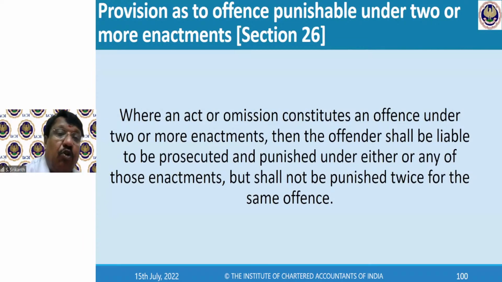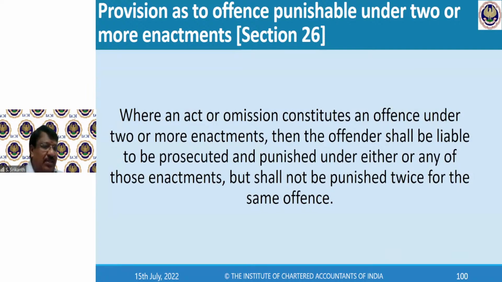Offense punishable under 2 or more enactments. Where an act or omission constitutes an offense under 2 or more enactments, then the offender shall be liable to be prosecuted and punished under either or any, but shall not be punished twice for the same offense. This is applicable to criminal acts, and for the same crime, a person cannot be punished 2 times.